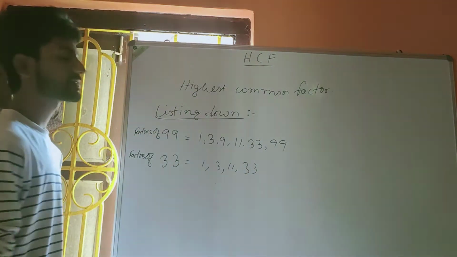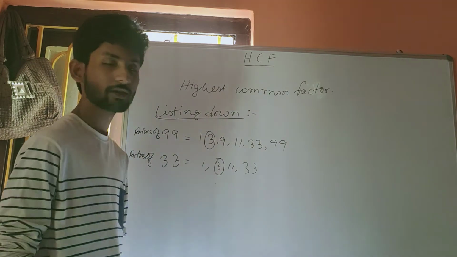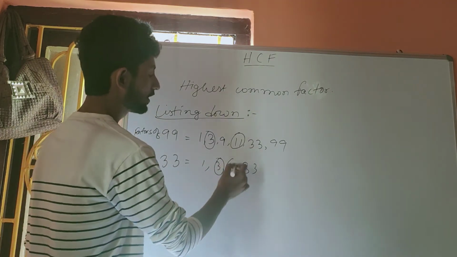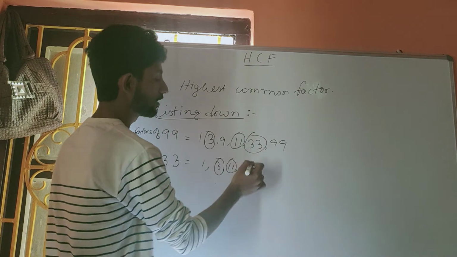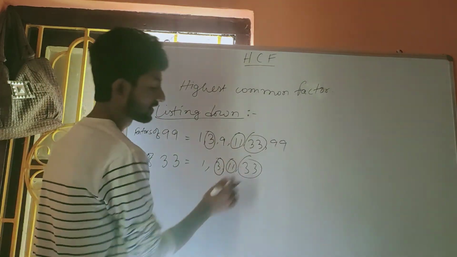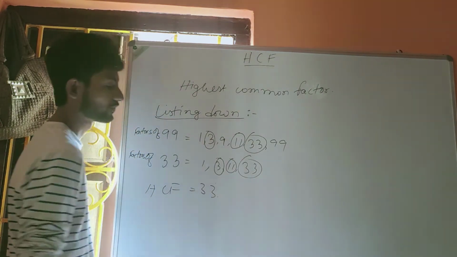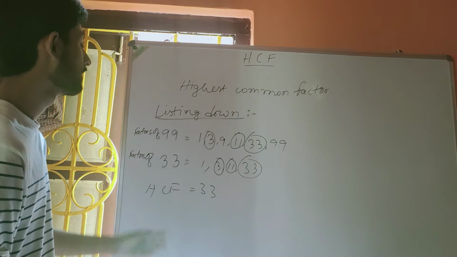Now, what is the highest common factor? 3 is common. 11 is also common. 33 is also common. So what is the highest? The highest is 33. That's why the HCF will be 33. Okay? HCF will be 33.